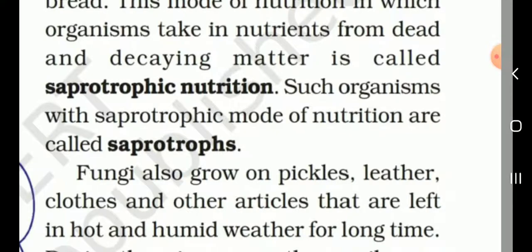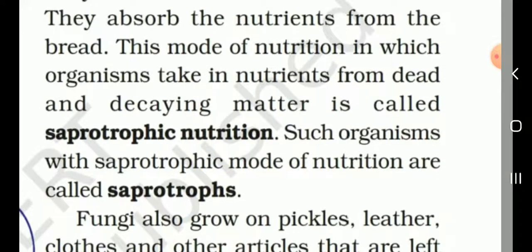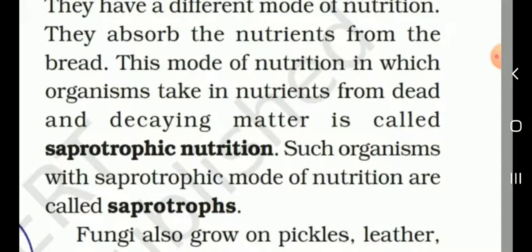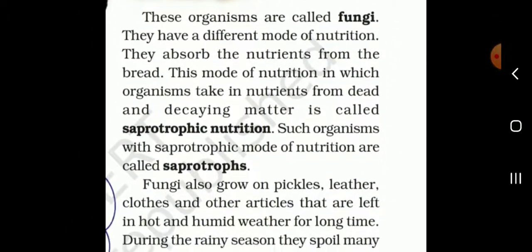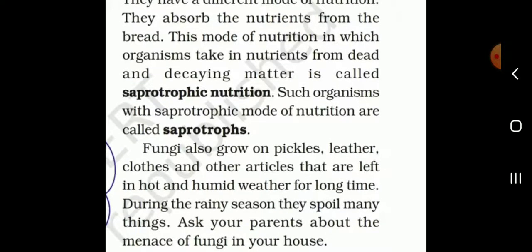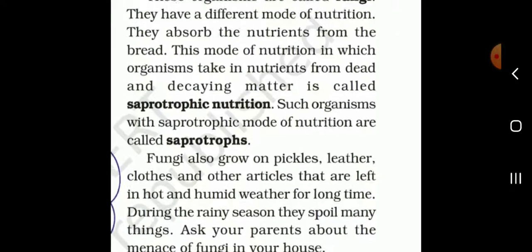What is meant by saprotrophic nutrition? The nutrition in which organisms take in nutrients from dead and decaying matter is called saprotrophic nutrition. Such organisms with saprotrophic mode of nutrition are called saprotrophs. Fungi also grow on pickles, leather, cloths and other articles left in hot and humid weather for a long time. During the rainy season, they spoil many things. Do you see, students?